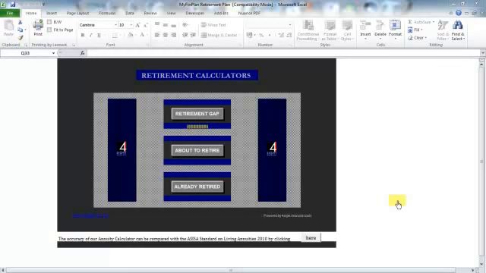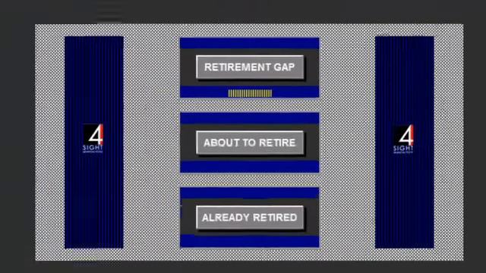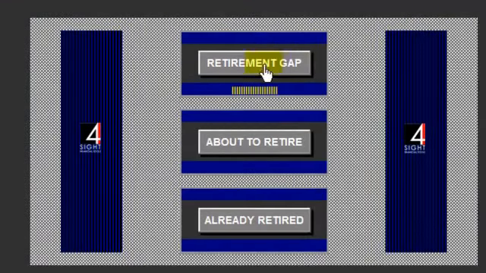And for the purposes of this demonstration, I've pre-populated the retirement tool with some information on a fictional character by the name of Joe. What we're going to do is, first of all, go through some of the data capture that one would need to do in order to do a credible retirement analysis.